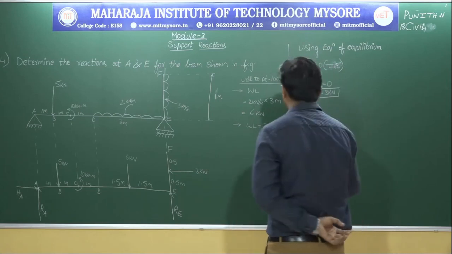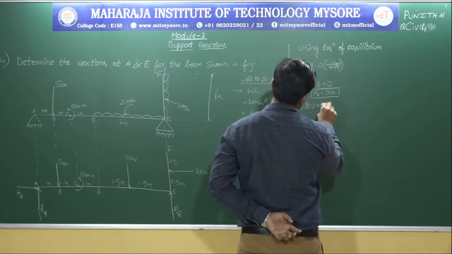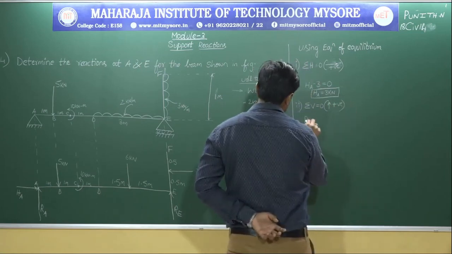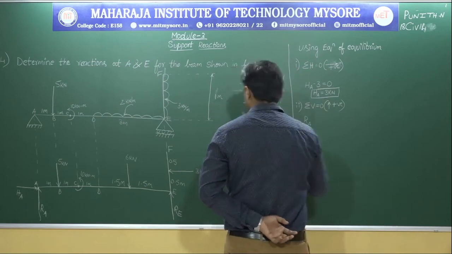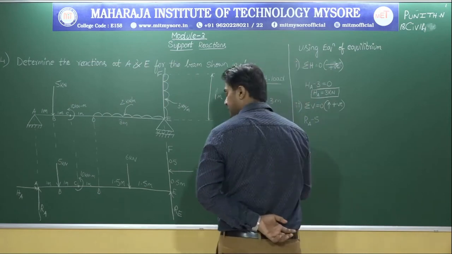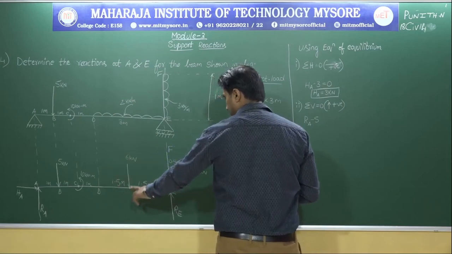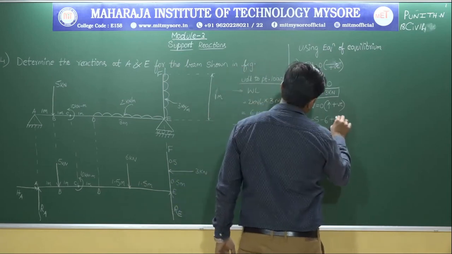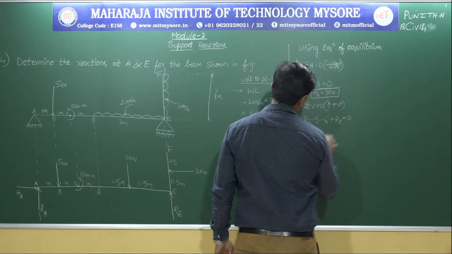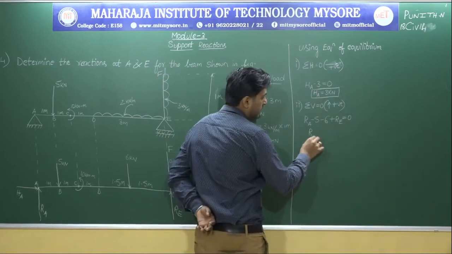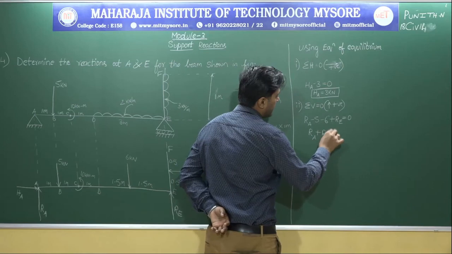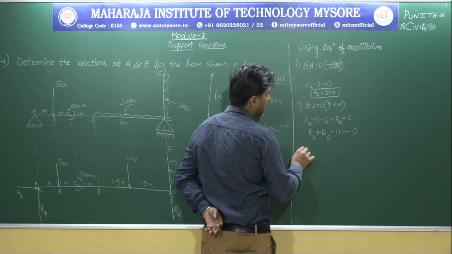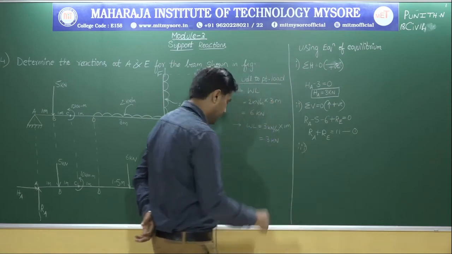Okay. So now let me apply sigma V equal to 0, upward direction positive. RA is acting in the upward direction. Next, minus 5, because 5 kilonewton is acting in the downward direction. Don't consider the pure moment. Next, minus 6. Anything else? Yes, plus RE is equal to 0. Or else can I say it like this: RA plus RE, if I transfer these two to that side, it will become 11. For time being, let me call this 1. Okay. So let me consider the next one.